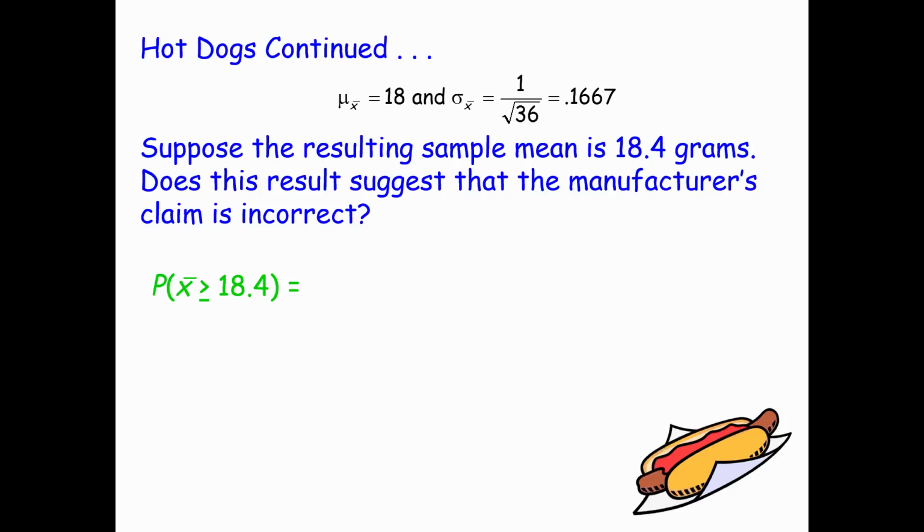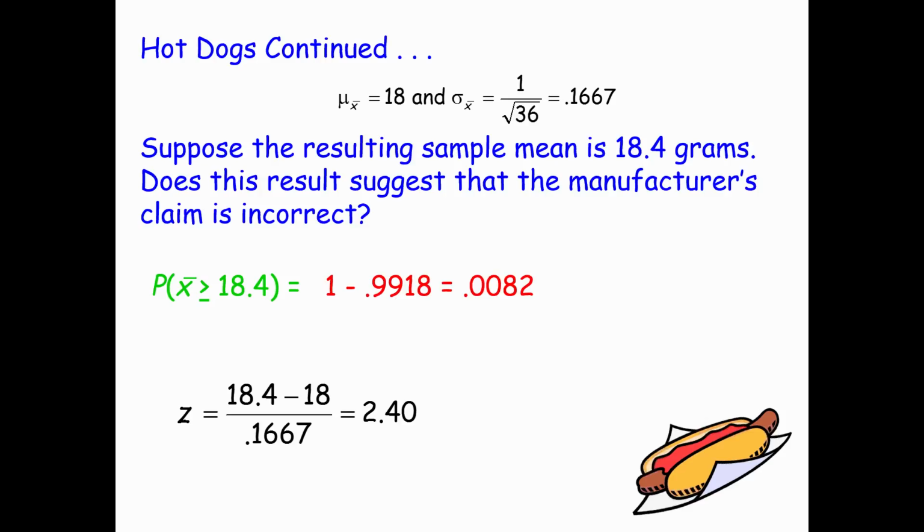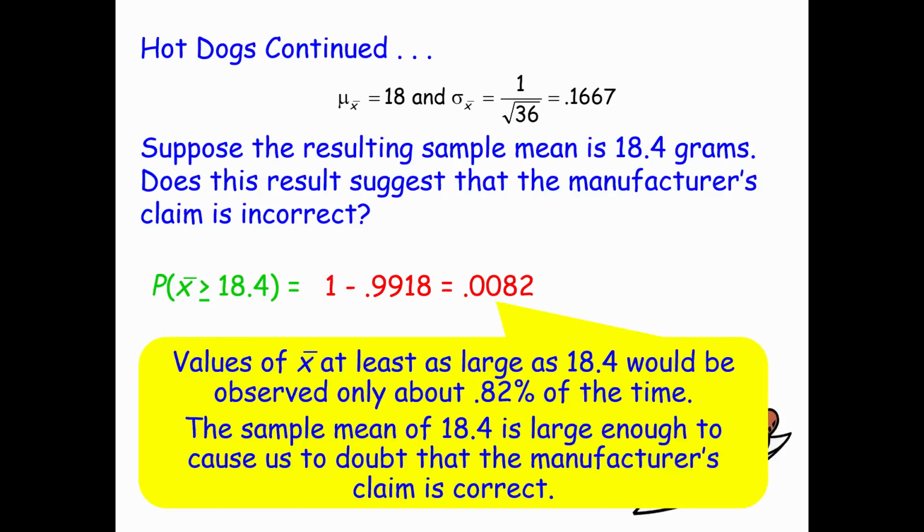So really what we're doing is trying to find the probability that we're going to have a hot dog over 18.4 grams of fat. So to do that, let's get a z-score. We get 2.4, and because we want above, we're going to subtract it. So 0.82% of the time, you're going to have a hot dog that has more than 18.4 grams of fat. So the sample mean of 18.4 is large enough to cause us to doubt that the manufacturer's claim is correct. Because it's such a small number that we're going to get more than 18.4, we have to doubt that it's going to be correct.